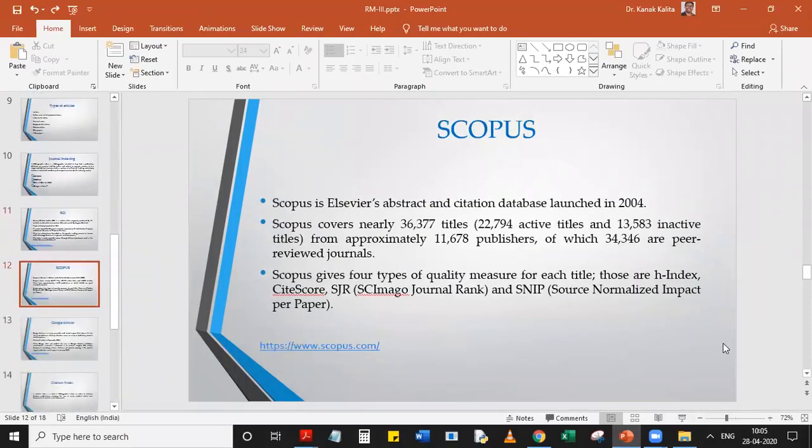Now I'm just introducing you to the concepts of the different publishing bodies that are out there. The next thing is the Scopus database. The Scopus database is generally a more recent one.